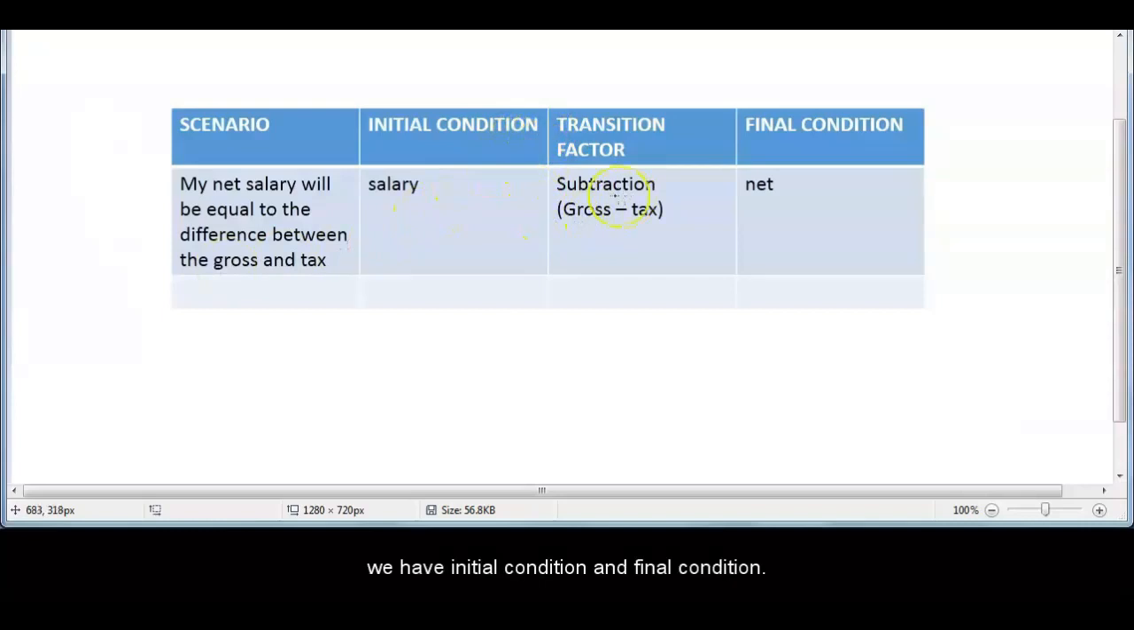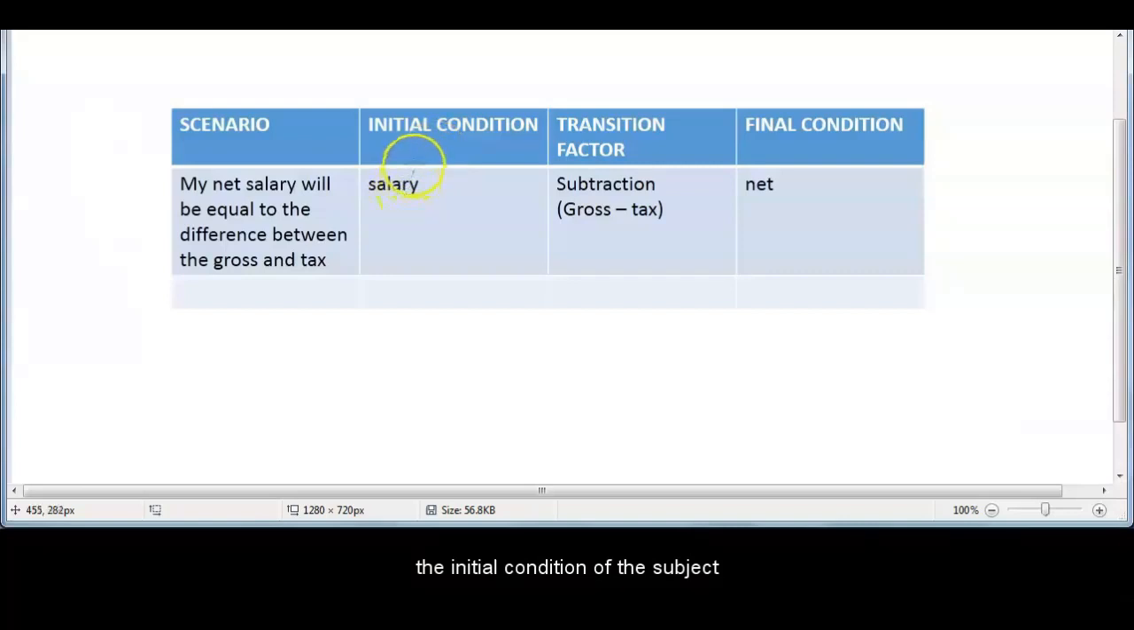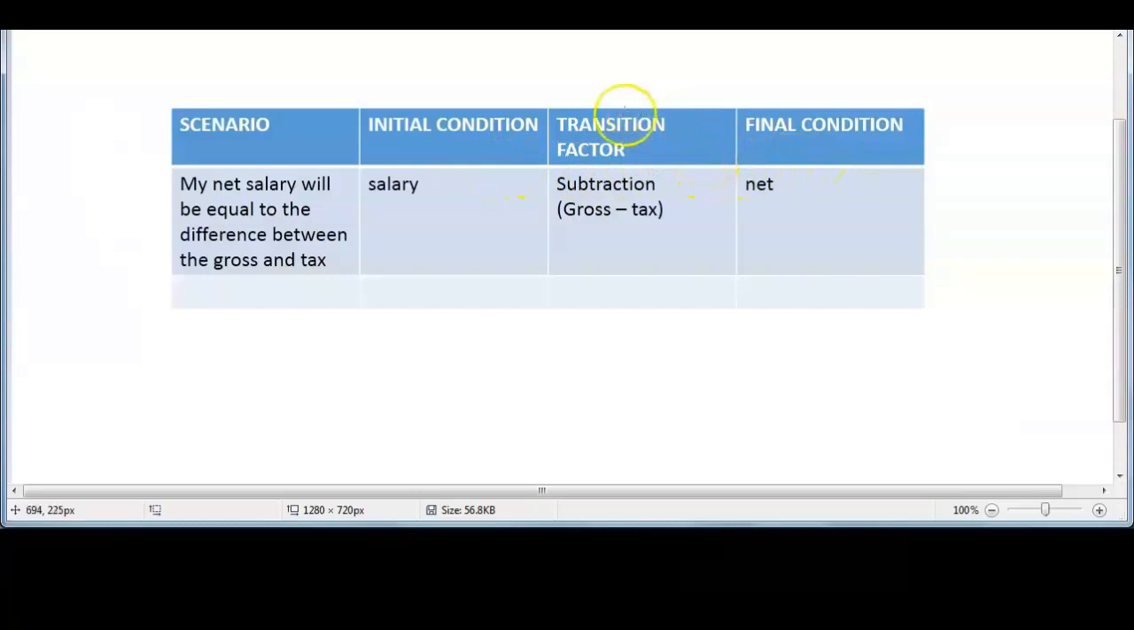We have initial condition and final condition. This is not the subject, but the condition of the subject. The initial condition of the subject and the final condition of the subject. Between the initial and the final, there is a transition factor. This is the action performed on the subject to change its state from the initial condition to the final condition.